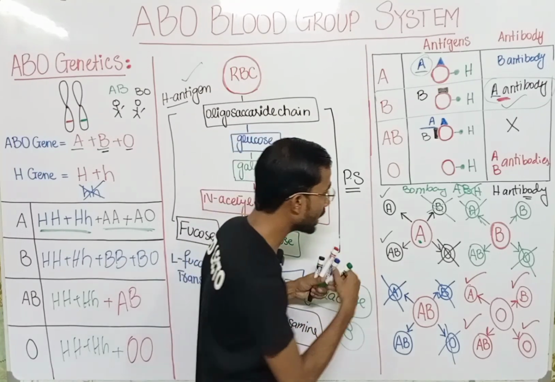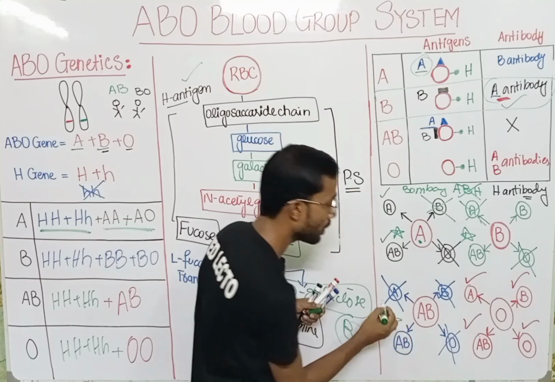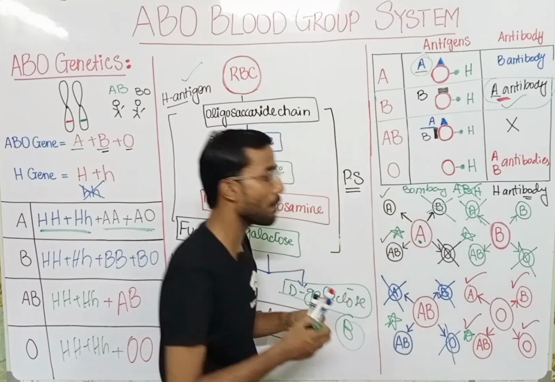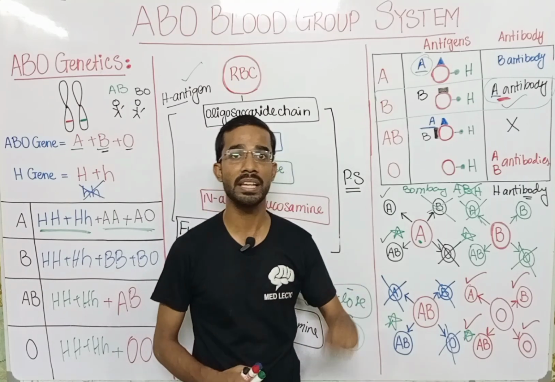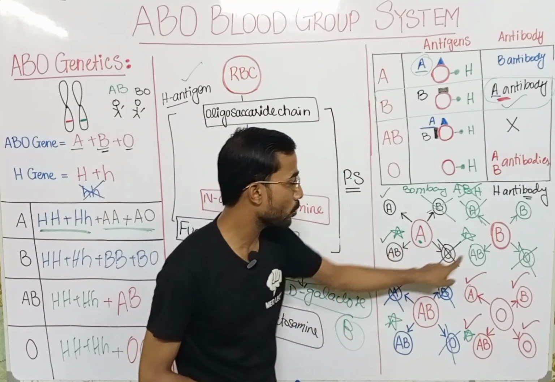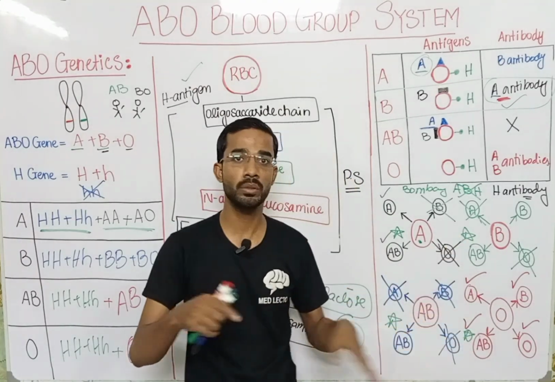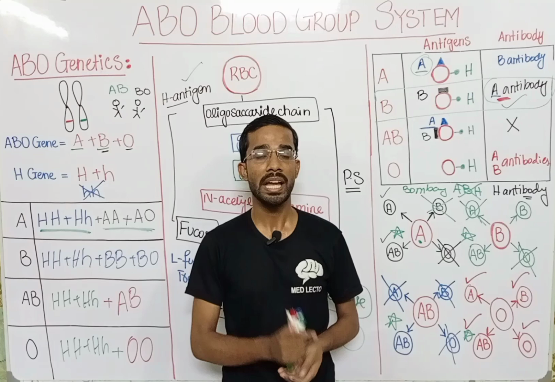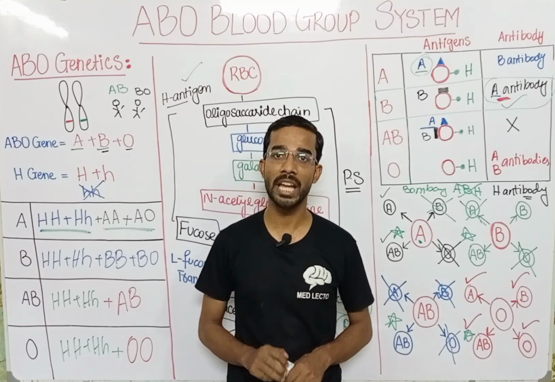How? Because in all these situations, you will see the AB blood group can receive blood from any blood group. It doesn't matter whether the blood group is A, B or O. The AB blood group can receive from all blood groups and O can donate to all blood groups. That's why AB is the universal recipient and O is the universal donor. This is all about the ABO blood group system.